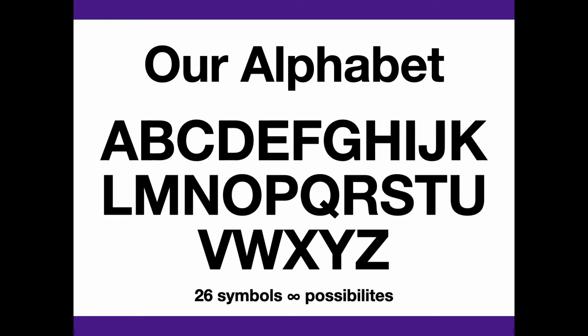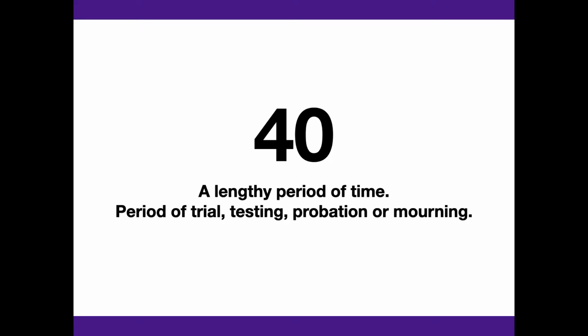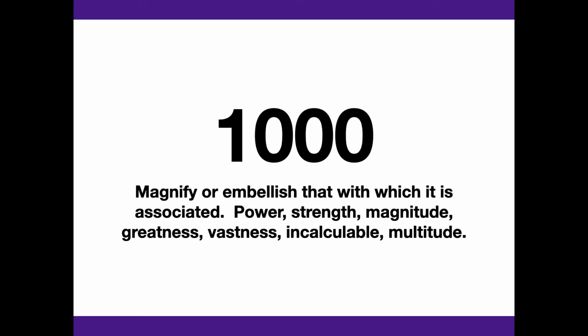All right, so like always, we review how our alphabet has 26 symbols and endless possibilities. And so God's alphabet contains many more symbols. And so how much more infinite can we be thinking and reasoning and speaking, and how God can be communicating with us through symbolism. So just a review on a couple of the numbers. 40 is a lengthy period of time, a period of trial, testing, probation, and mourning. And 1,000 is to magnify or embellish that which is being associated. It's power and strength, magnitude, greatness, vastness, incalculable multitude.